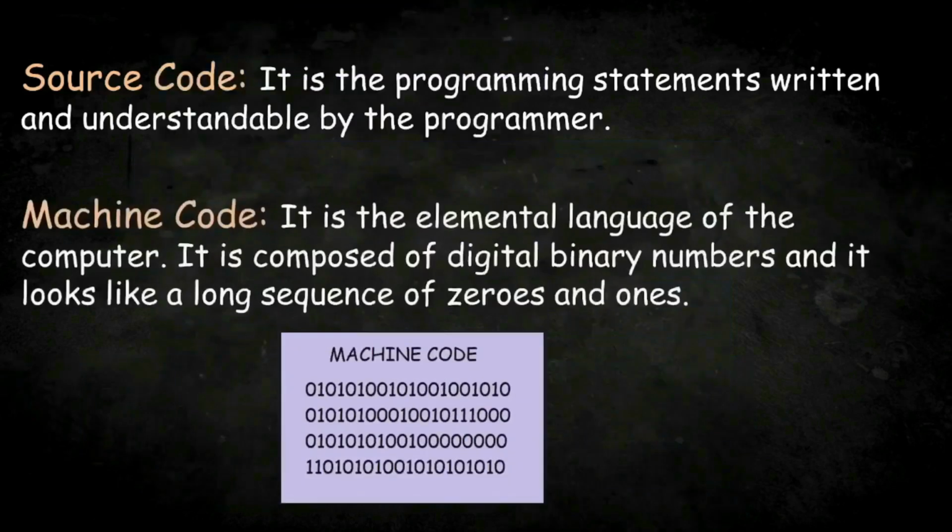Next is machine code. Our computers are able to understand only sequences of zeros and ones. They cannot figure out the source code, so we need to somehow convert the source code into a sequence of zeros and ones. This converted code is nothing but the machine code, which is understandable by the machine.